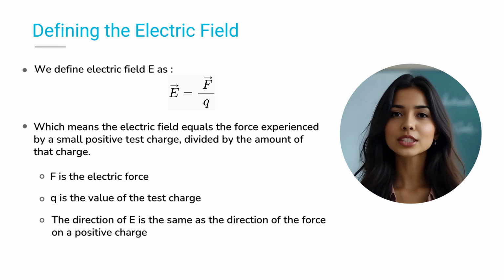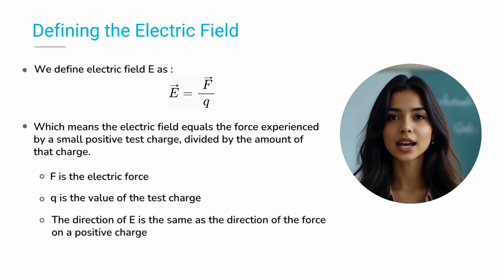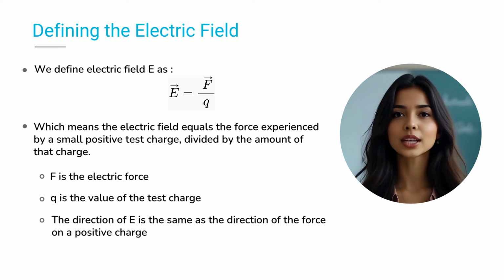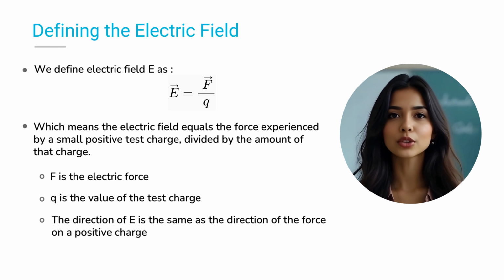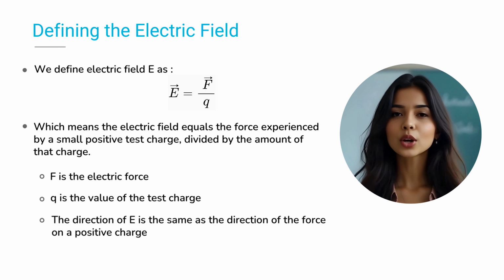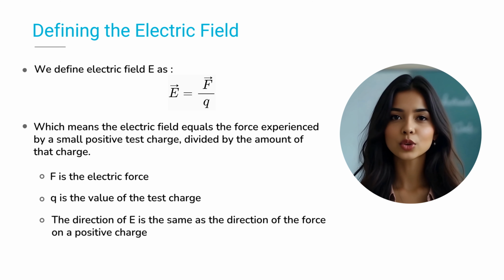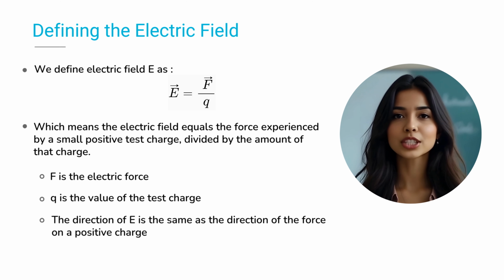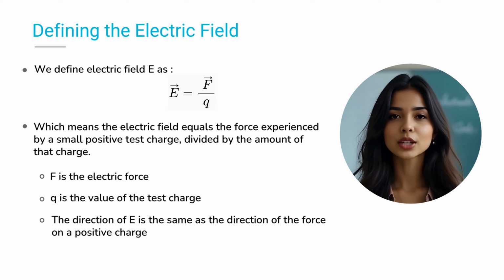An electric field is simply a region around a charged object where it can apply a force on another charge. We define electric field E as E equals F divided by Q, which means the electric field equals the force experienced by a small positive test charge divided by the amount of that charge. Here, F is the electric force, Q is the value of the test charge. The direction of E is the same as the direction of the force on a positive charge. The test charge must be very small, so it doesn't disturb the original field.